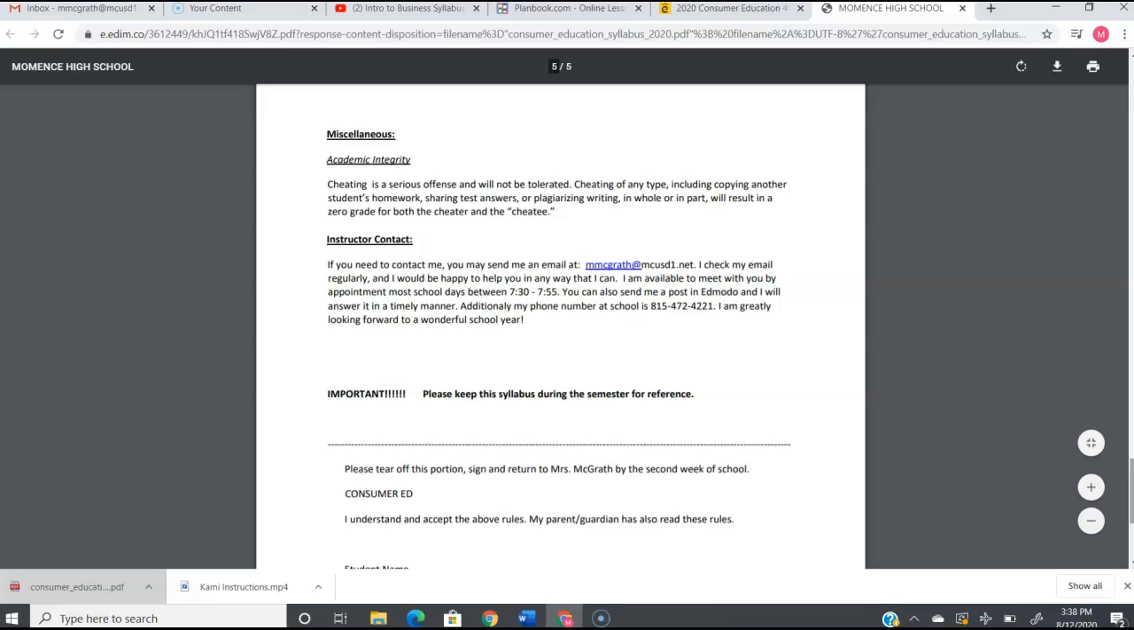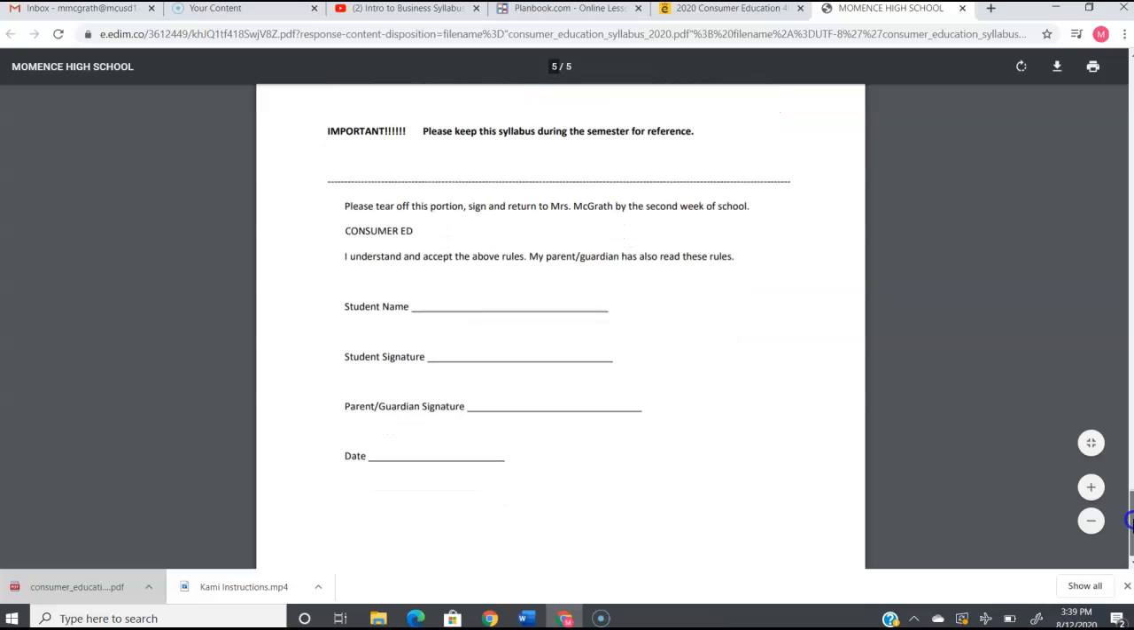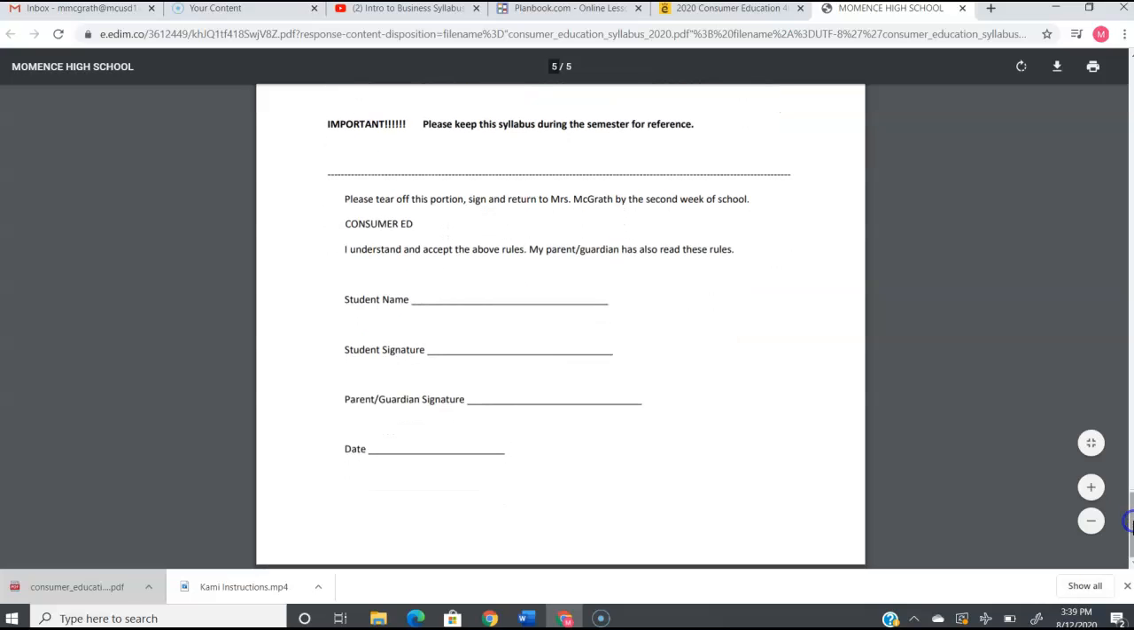And then I give my instructor contact, email. I'm available before school between 7:30 and 7:55 for questions, and then my phone number. All right, then underneath here, and I'd like you to keep the syllabus for reference. It will be saved in your Google Drive, so you'll have access to that.